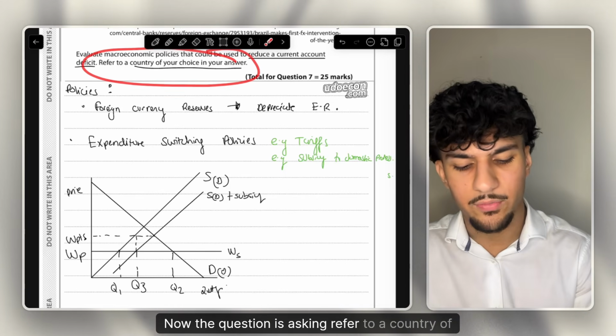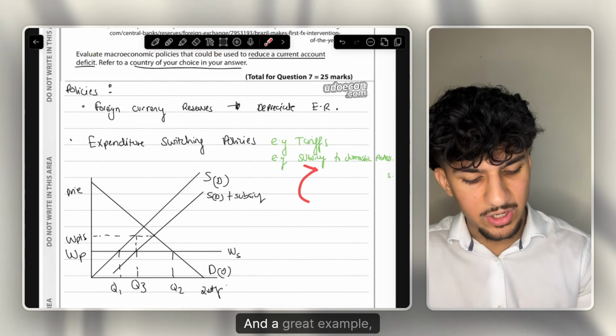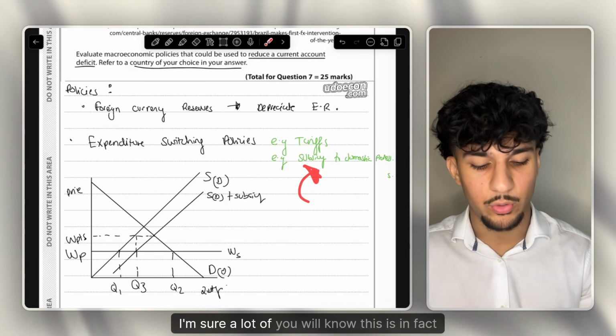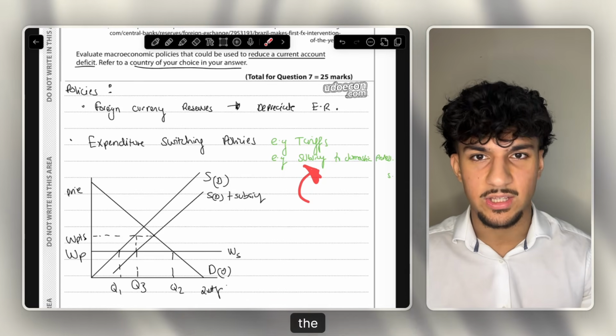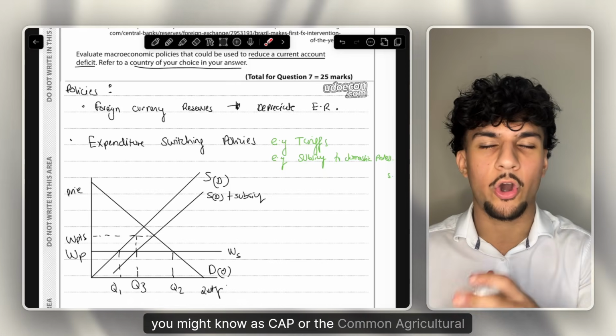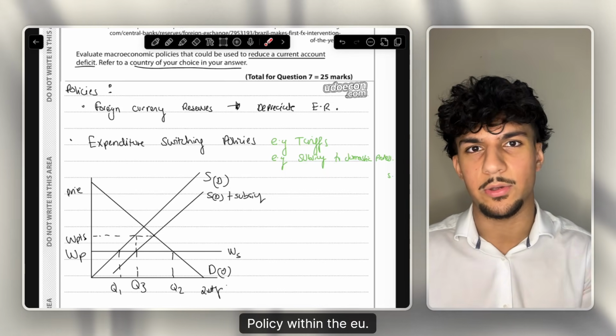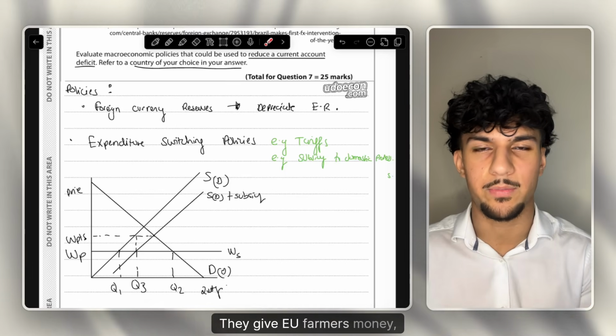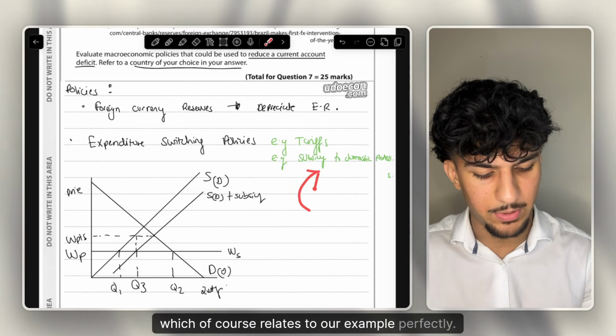Now the question is asking, refer to a country of your choice, and a great example I do teach on subsidizing domestic producers, and I'm sure a lot of you will know this, you might know it as CAP, or the Common Agricultural Policy within the EU. What does this do? Essentially, it's just subsidizing EU farmers. They give EU farmers money, which of course relates to our example perfectly.